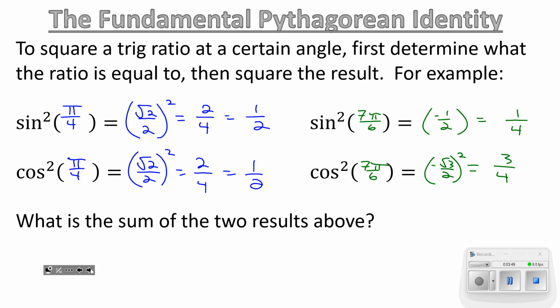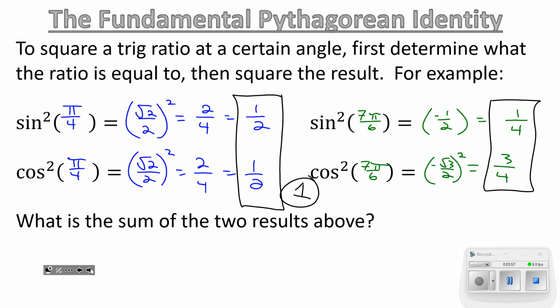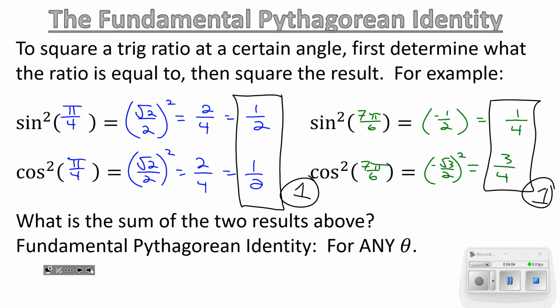Find the sum of the results above. When you add 1/2 and 1/2, you get 1. When you add 1/4 and 3/4, you get 1. This is something we proved quickly before, but our fundamental Pythagorean identity says for any value of theta, sine squared plus cosine squared of that angle will always get you 1 no matter what you use.